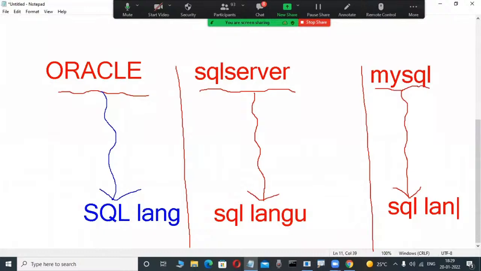Are all these SQL languages the same or different? I have a doubt here. Now, can anybody guess? Only one answer is correct.